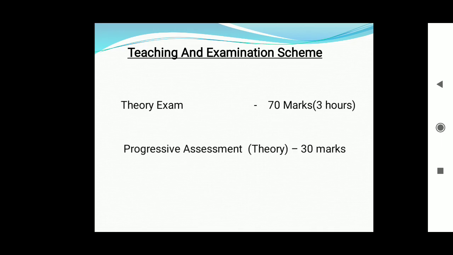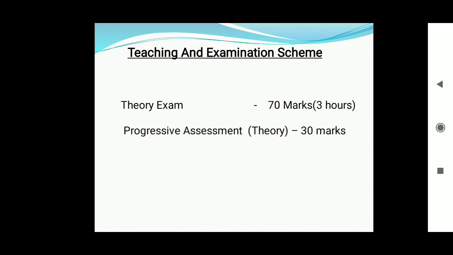Firstly, we see our subject teaching and examination scheme. First, the theory exam will be 70 marks in a written exam, and the time given for this written exam is 3 hours. After that, in the semester there are two progressive assessments. The first is the theory progressive assessment, which will be 30 marks.